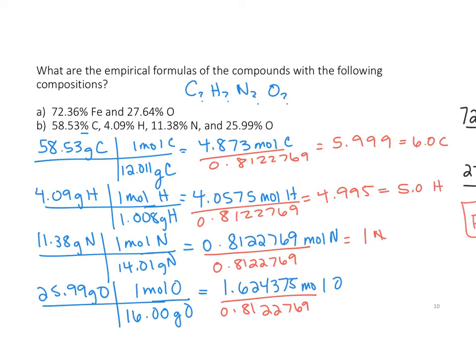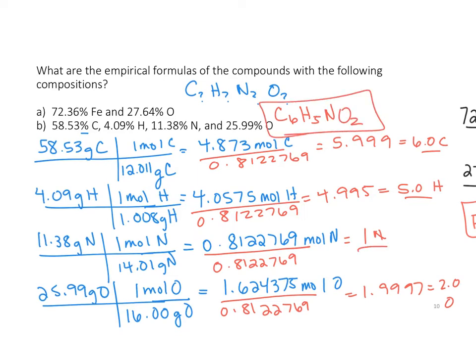We already have the nitrogen. 1.624375 divided by 0.8122769 is 1.9997, which is 2. Oxygen. So now we know it is carbon 6, hydrogen 5, nitrogen 1, so we don't put that on there, and then oxygen 2. And that's how you do the empirical formulas.